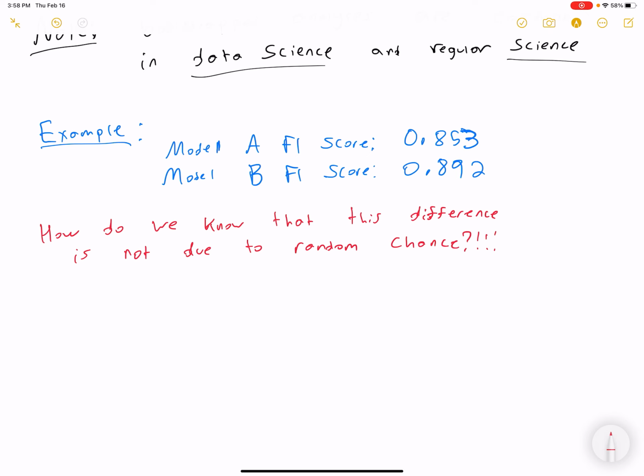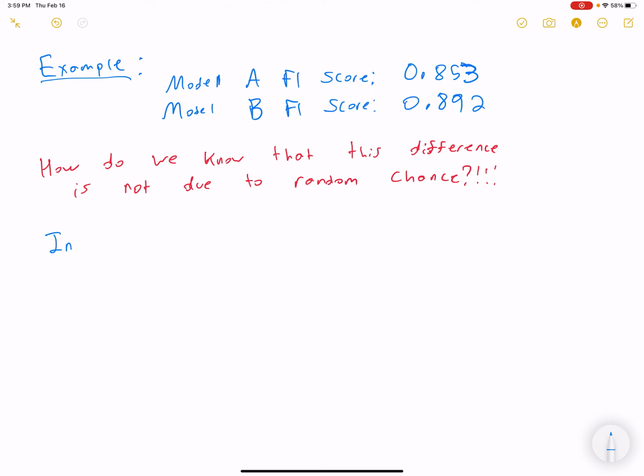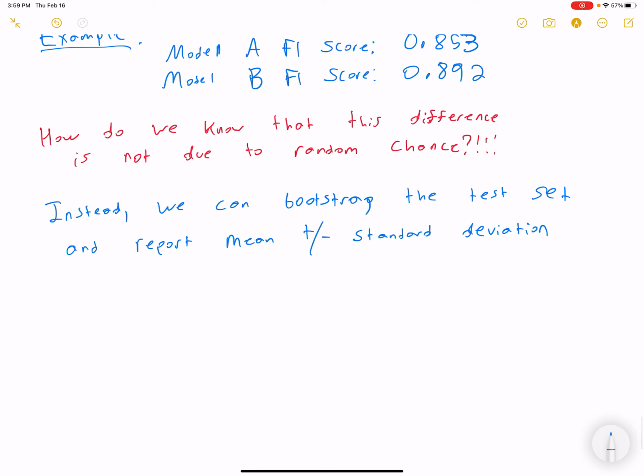Because a lot of times in these papers, someone will be like, oh yeah, my model's like 4% better than the previous model, and therefore it's so much better. But what if that difference was due to random chance? So what we can do to solve that problem, which not all research papers do, is to bootstrap the test set, or whatever you're measuring, and report not just the mean, or not just the value, but report the mean plus or minus the standard deviation. These are just general things you report in science, of the bootstrapped data sets.